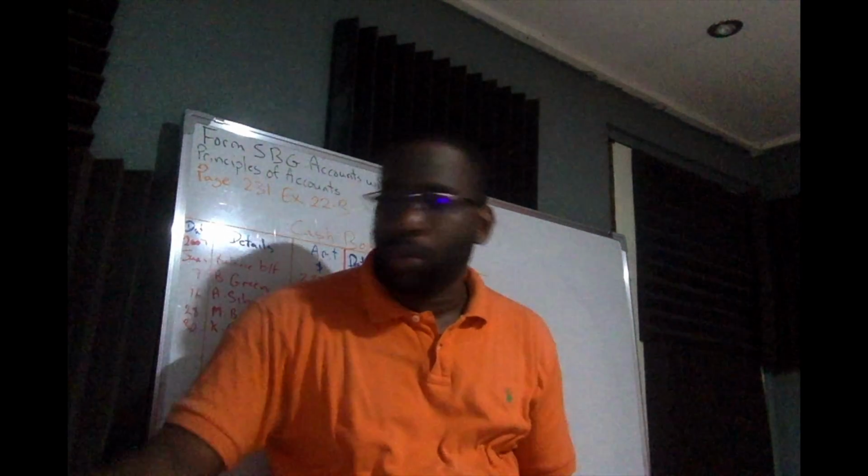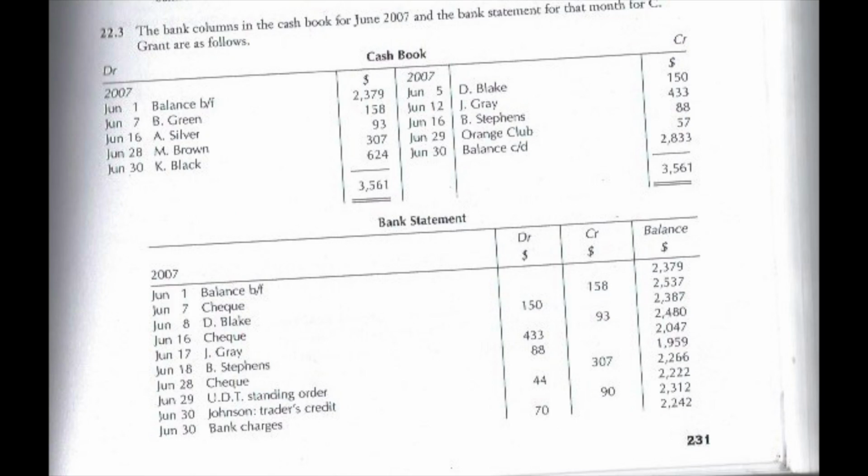The first thing we have to do is compare both the bank statement and the cash book, the cash book extract of the bank columns. Being very specific here. The first thing we have to identify is where the differences lie on both statements. So we're going to look for items that are on the cash book that are not on the bank statement, and items that are on the bank statement that are not in the cash book.